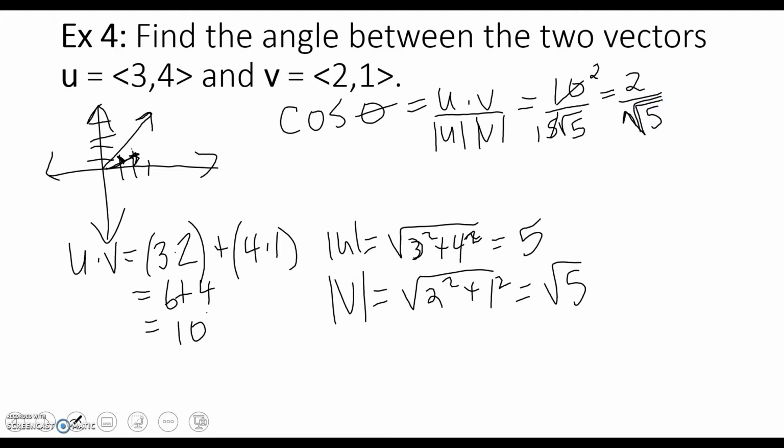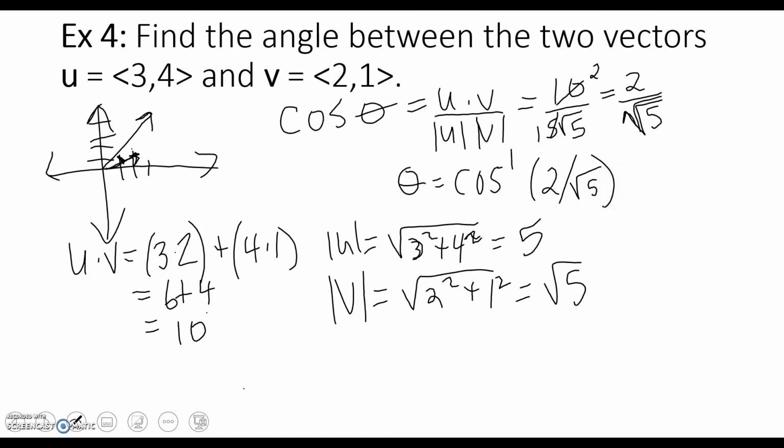If that was our final answer, we wouldn't actually leave 2 over square root of 5 like that, because we can't leave the square root in the denominator. We would have to rationalize the denominator. However, we're not going to leave it like that because we want to solve for theta. And since we want to solve for theta, we have to take the inverse cosine of that value. So the inverse cosine of 2 over the square root of 5 is what we actually want to find.